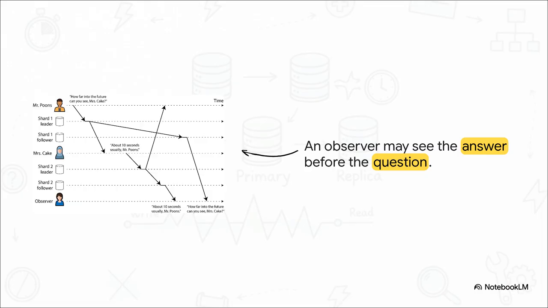Imagine a third-party observer is listening to this conversation by querying follower databases. Mr. Poons' dialogue is written to shard 1, while Mrs. Cake's dialogue is written to shard 2. Now let's say shard 2 is replicating very, very quickly, so the observer's query easily reads Mrs. Cake's answer. But shard 1 has a much longer replication lag. By the time the observer reads shard 1, Mr. Poons' question still hasn't arrived, so the observer literally hears the answer before the question is even asked.